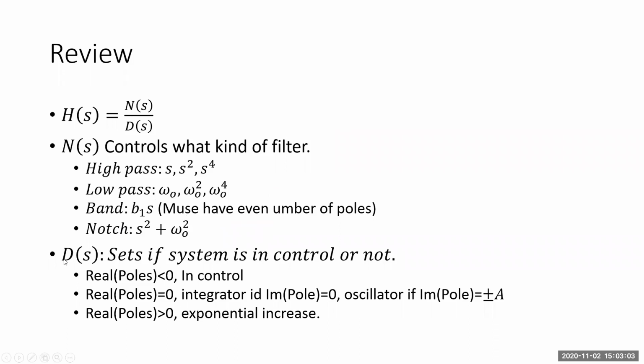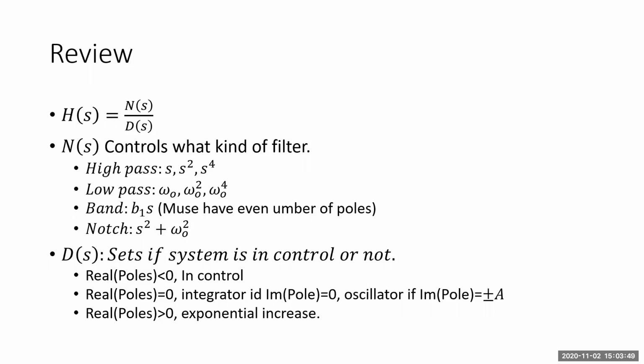Then the denominator sets whether the system is in control or not. If all your poles have real part less than 0, you're in control. If you're a second order system, you can have a special name: over, critically, or under damped. If you're higher than second order, you just call it what it is: complex poles, repeated poles, or different real poles. So a third order Butterworth low pass filter would have a pair of complex poles plus one real pole.